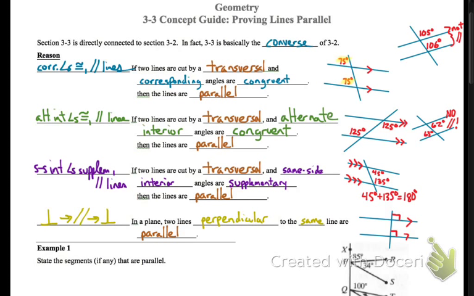Think about it. That's like having alternate interior angles congruent because they all equal 90. It's like having same side interior angles supplementary because 90 plus 90 is 180. It's like having corresponding angles that are congruent. All of the angles in this diagram right here are equal to 90 degrees. Okay, so what's this going to look like?